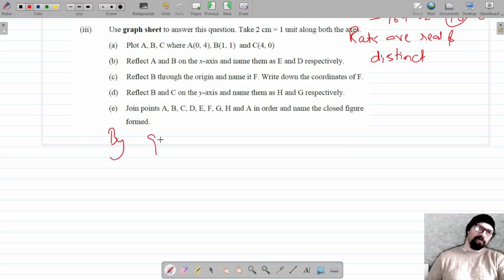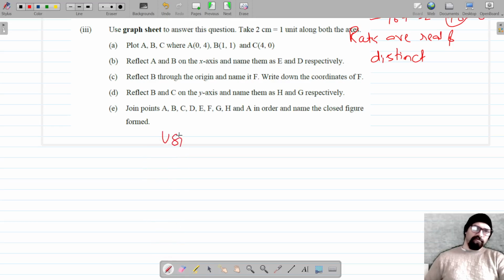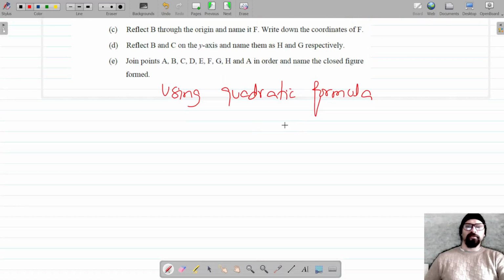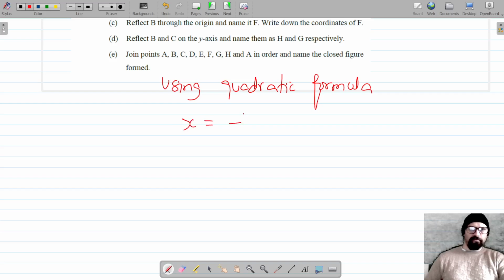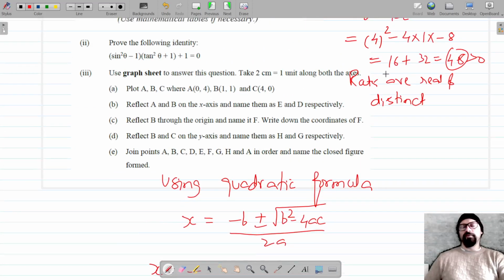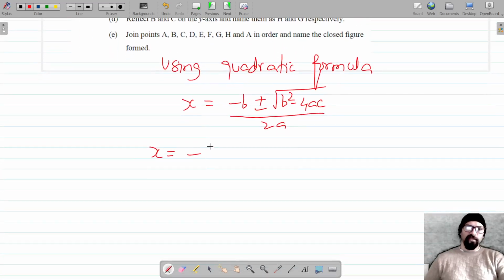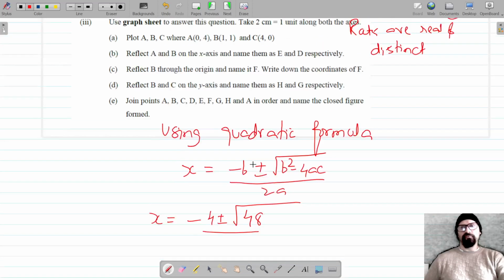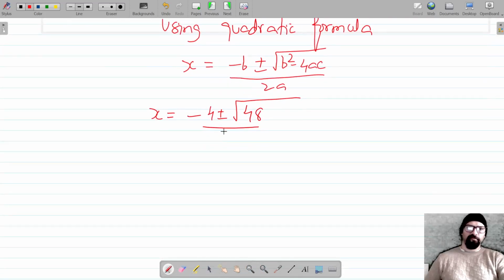So I'm going to write the quadratic formula here. The quadratic formula says that x is equal to minus b plus or minus the root of b squared minus 4ac, divided by 2a. So x is equal to negative b, where b is 4, plus or minus, and we have already got b squared minus 4ac, which is 48, divided by 2 into a, where a is 1, so this is 2.